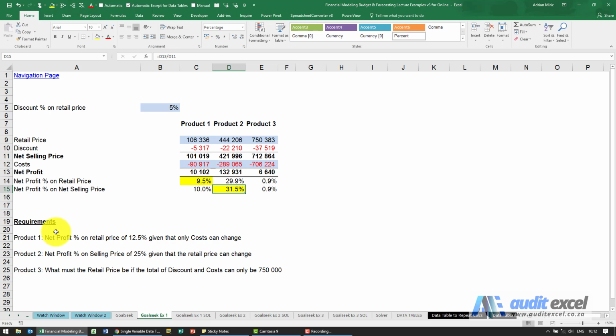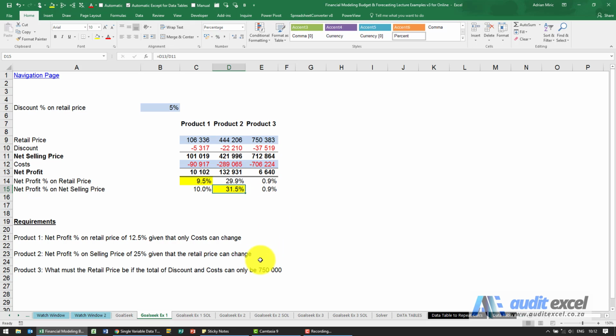What you need to do is for product 1, we need that number to become 12.5%, and we're allowed to change the costs. For product 2, we need the percentage on the net selling price to become 25%, and we're allowed to change the retail price. And the third one you've got to think about a little bit.